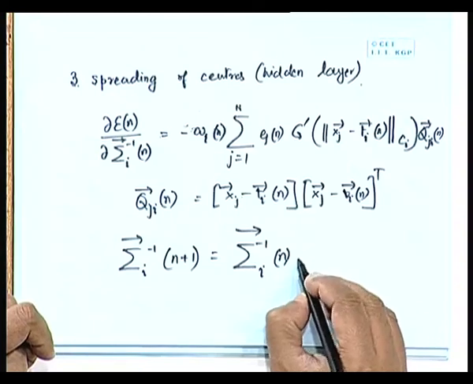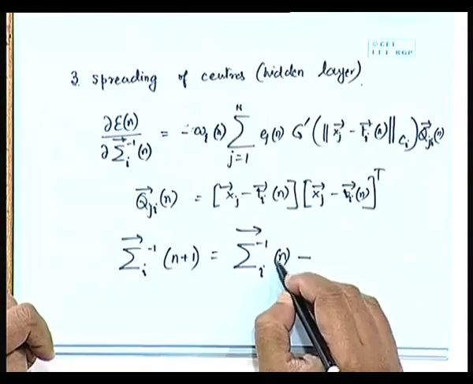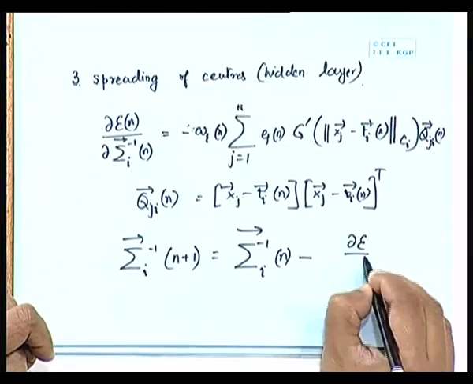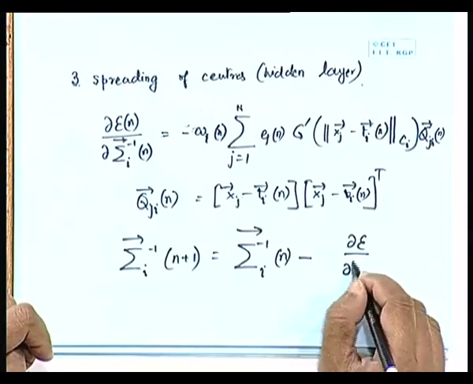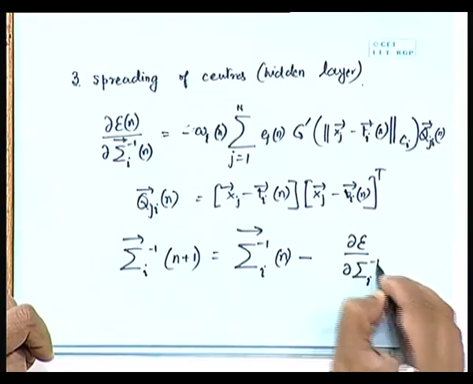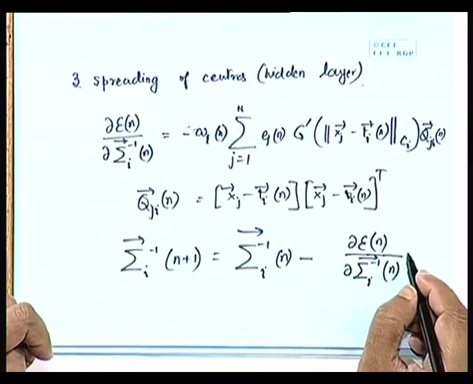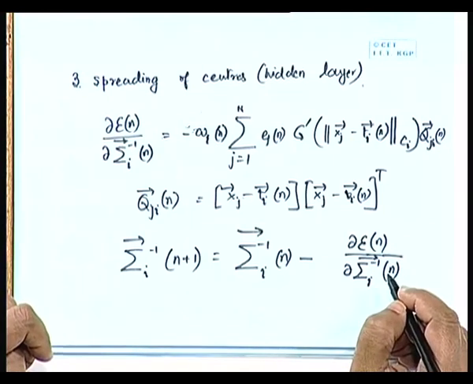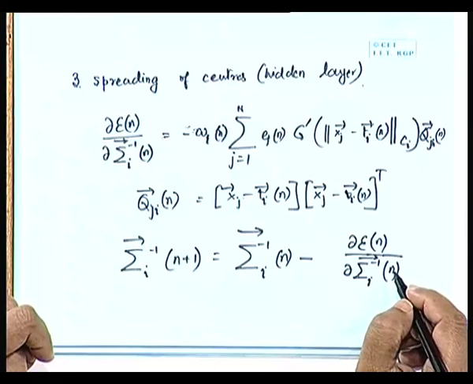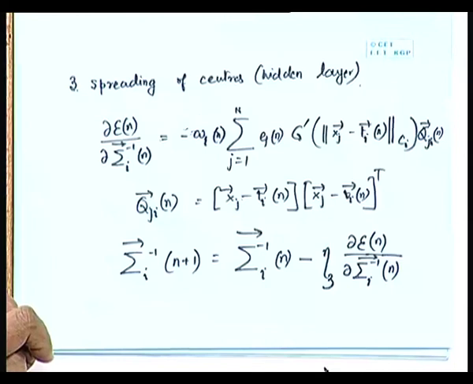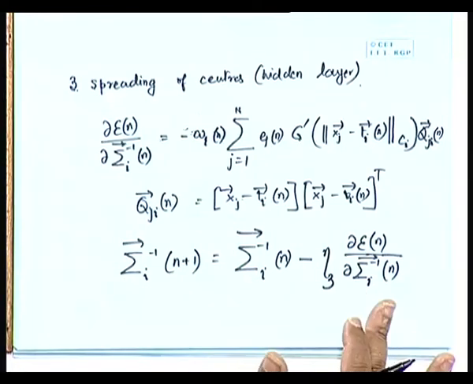So, this is eta I n minus, again proportional to the derivative, dou E n dou sigma I inverse n, and this we have to multiply by its learning rate. There is a third learning rate coming into the picture, and that is why we are putting it as eta 3. This way we will be able to adjust the spreading of the centers also.